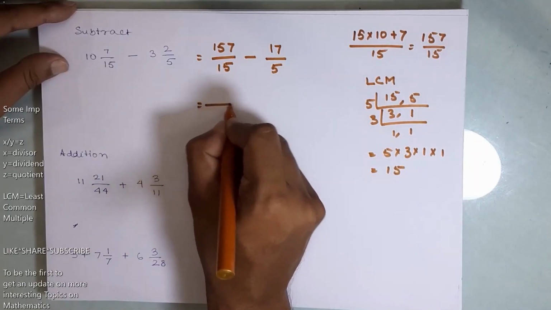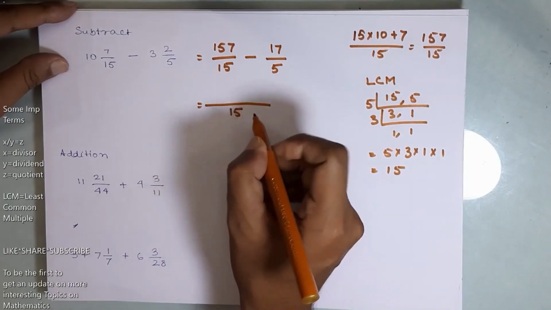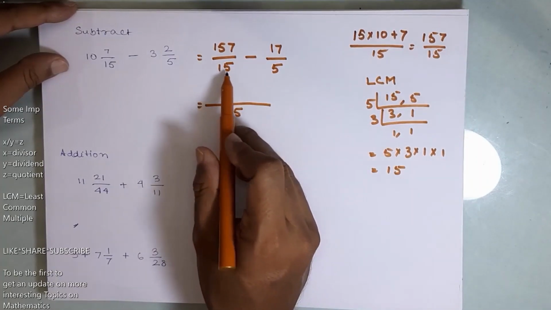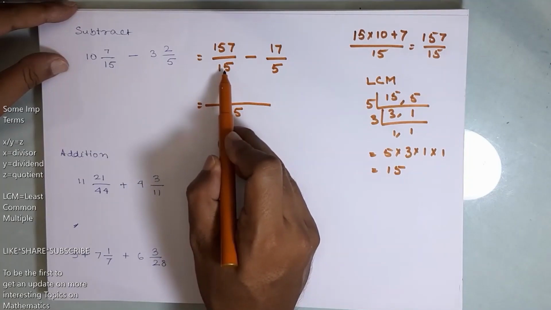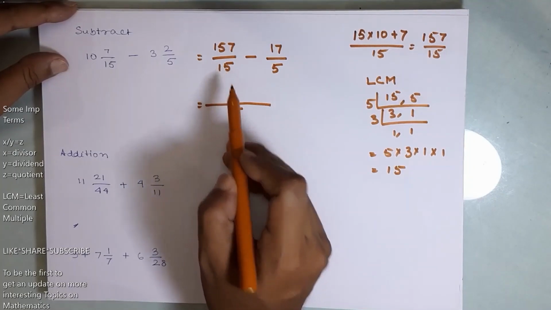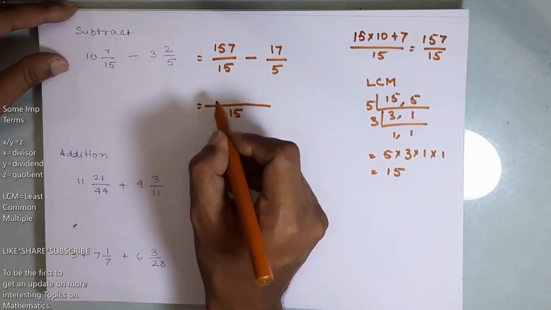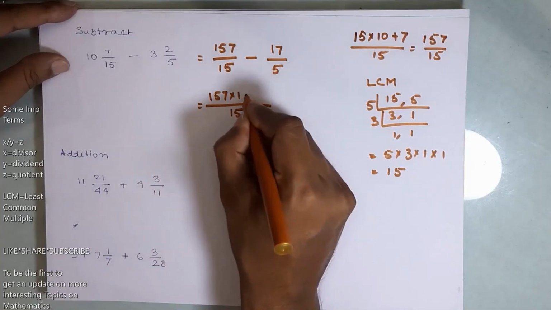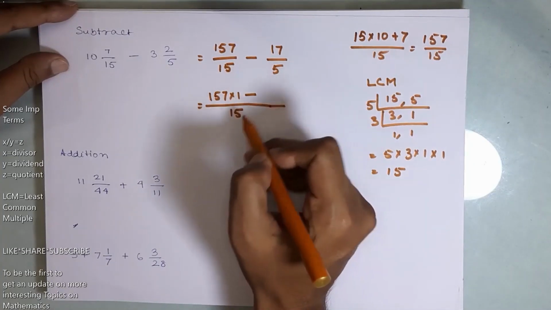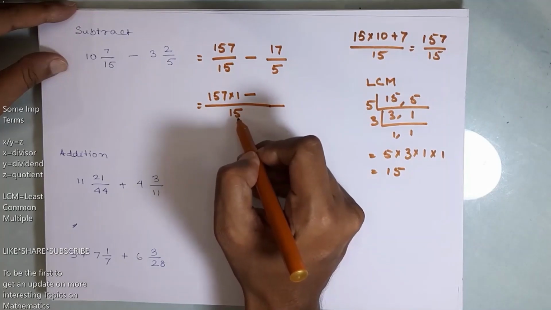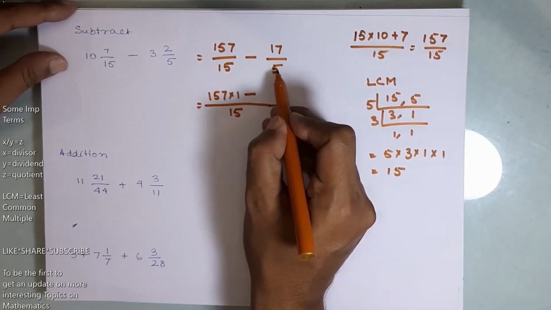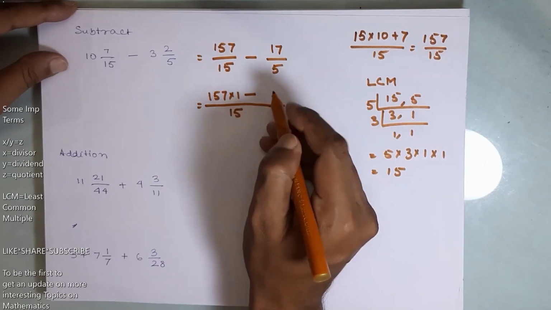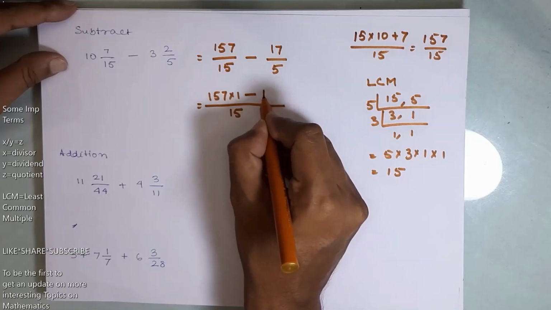So we write down the LCM as it is, 15. Then we divide our LCM value by the denominator of the first fraction, and the quotient will be 1. That quotient will be multiplied with the numerator, so 157 into 1, minus. Then for the second fraction, the LCM is divided by the denominator, and the quotient is 3, since 15 divided by 5 gives 3. That quotient will be multiplied by the numerator, which is 17.